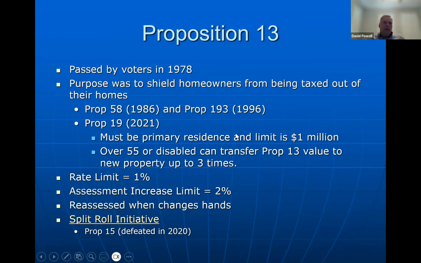But our biggest circuit breaker by far is Proposition 13. So let's spend some time talking about Proposition 13, why it came about, how it was designed, and then some of the ways we have recently changed Proposition 13 in some really fundamental ways. Proposition 13 was passed by the voters in 1978. It was promoted by the Howard Jarvis Taxpayers Association, passed overwhelmingly in 1978. And the purpose of Proposition 13 was to shield homeowners from being taxed out of their homes.